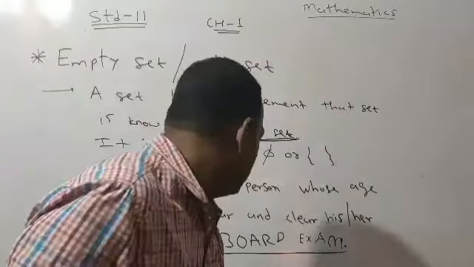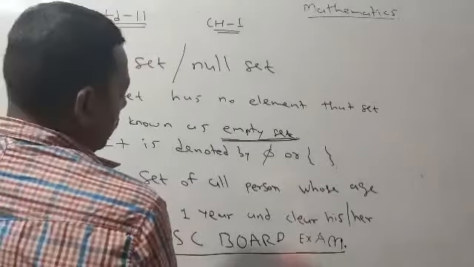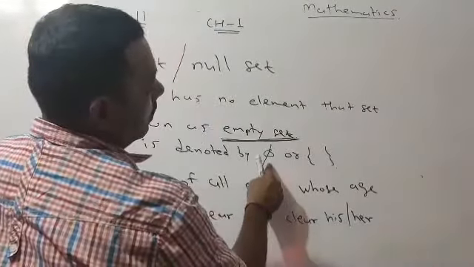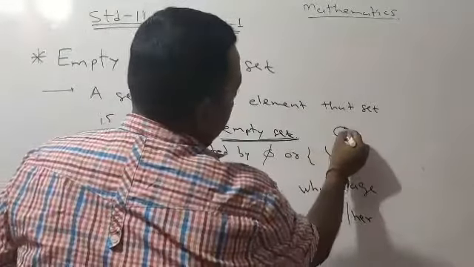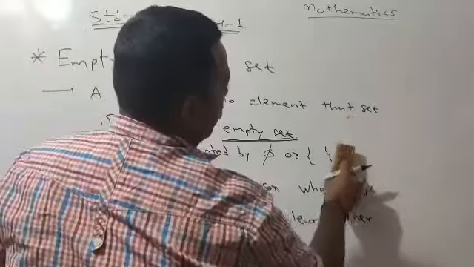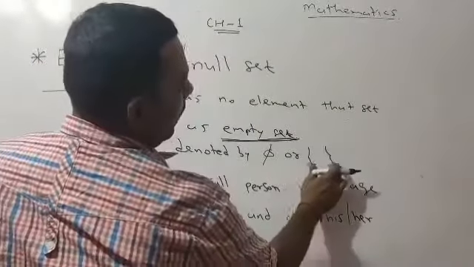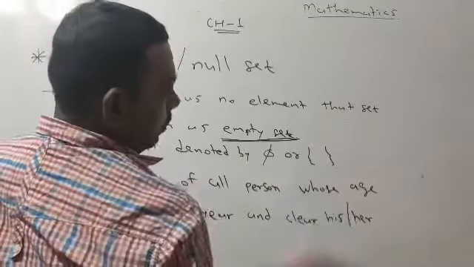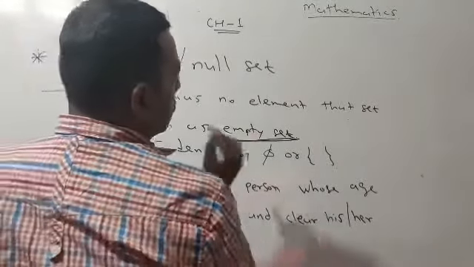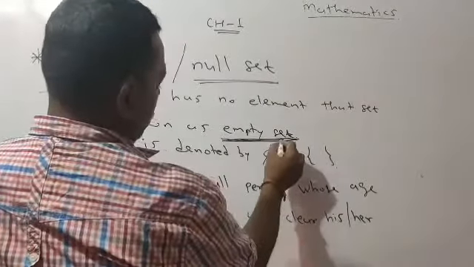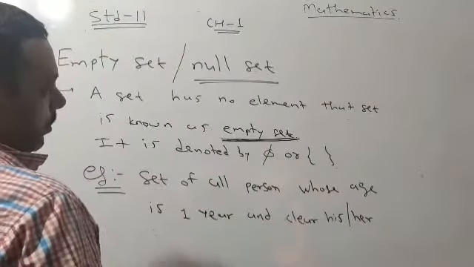Okay, it is denoted by phi. See, this circle with a cross, that is called phi, or blank curly bracket. In this curly bracket, nothing we have to write, and it is considered as null set, or you may say empty set. Now I will give you an example.